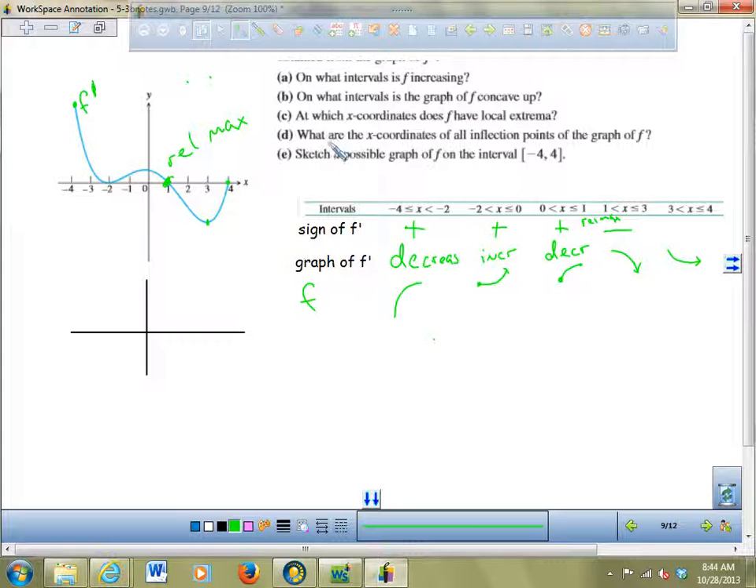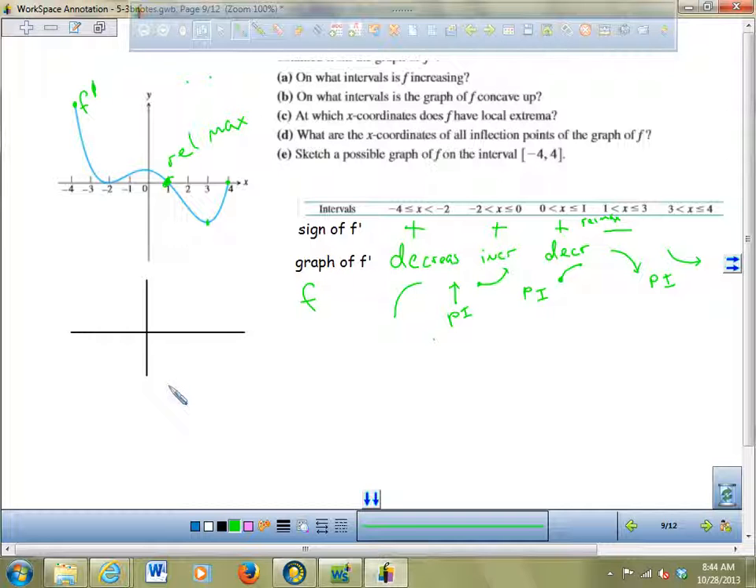So I got that. Points of inflection are anywhere the concavity changes. So I have a point of inflection right here, right here, and right here. Three points of inflection. Follow? The concavity is changing from plus to minus, minus to plus.